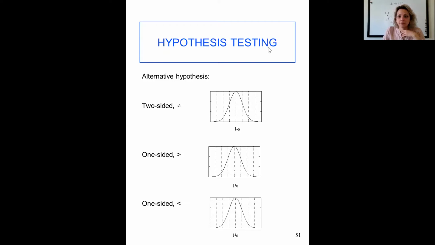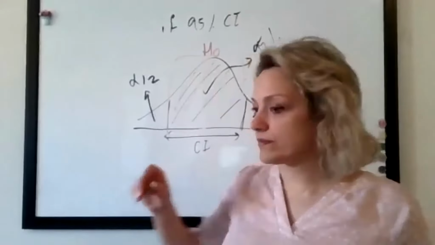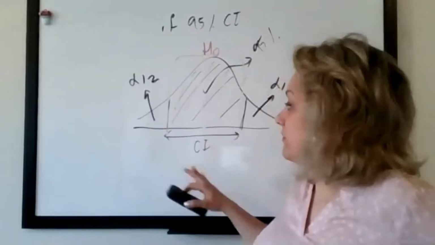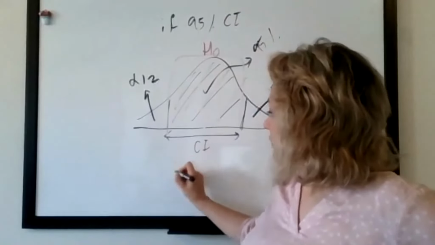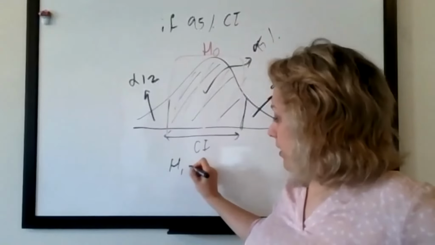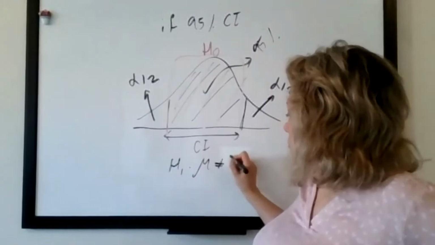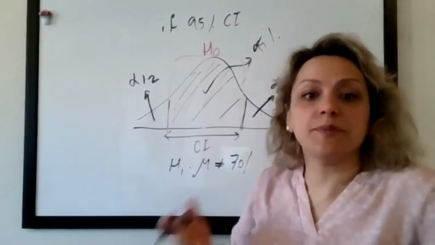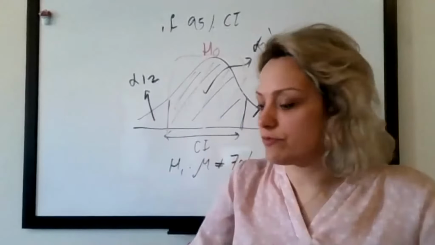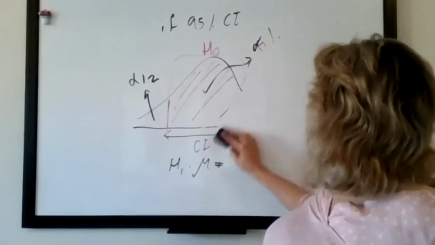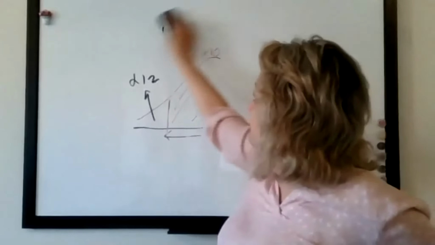Let me see. We can have it on the table as well, so let me show you on the table. This one was for the two-sided. So what would we write down here? We would say the alternative hypothesis: mu is not equal to 70%. Like 70% yield. This 70% can be 5, 6, 7; it doesn't need to be a percentage, for sure. So that's the two-sided. Let's look at the one-sided.